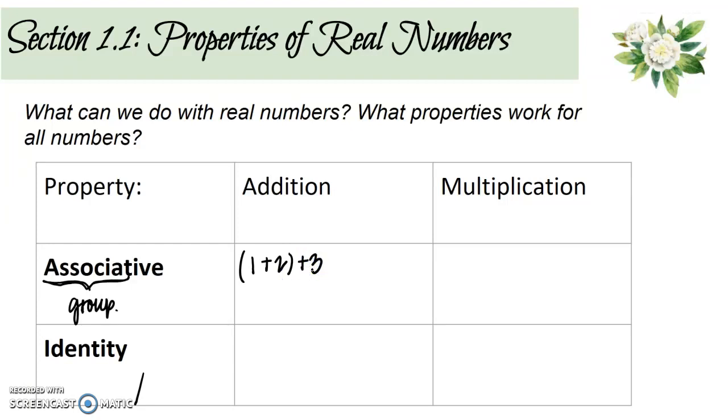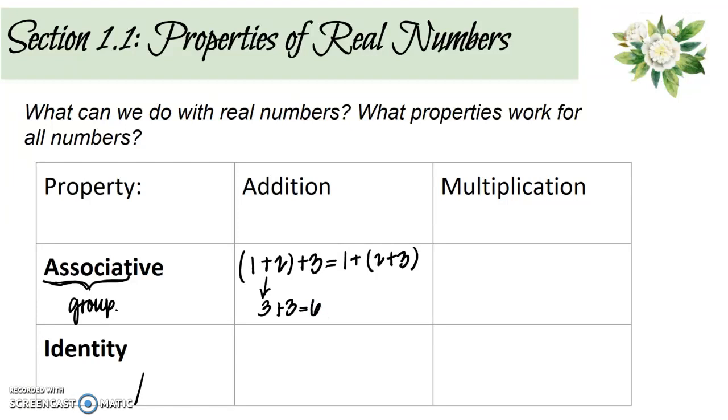So notice how right now I have groupings around 1 and 2. But if I grouped this differently, if I said 1 plus 2 plus 3, that's not going to change the outcome of this operation. So when I read this, anytime I'm working with math, I have to follow order of operations, which tells me to go to the parentheses first. So this is telling me to add 1 and 2, which is going to give me 3. And I'll have 3 plus 3, which is going to give me 6.